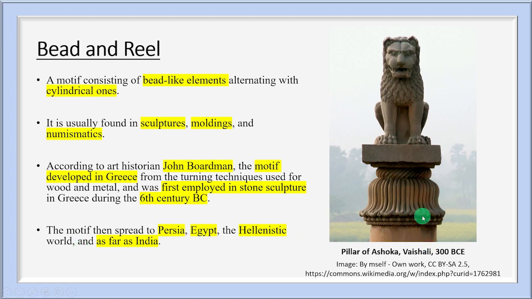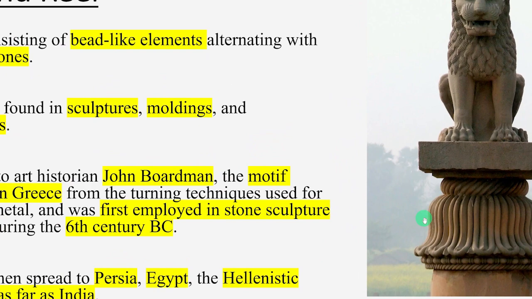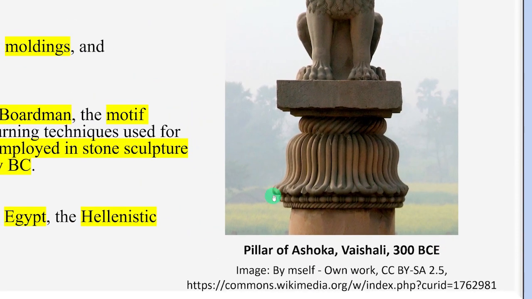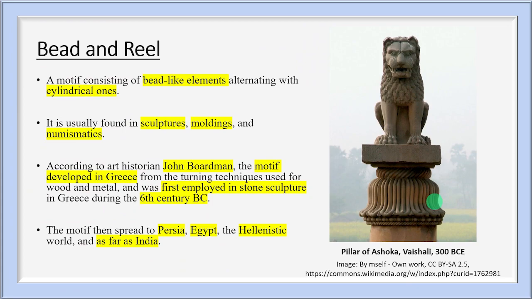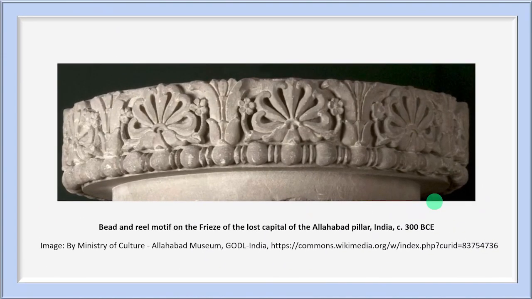And this is Pillar of Ashoka, Vaishali, 300 BCE. And here we have our bead and reel motif. This is again from India. This is a frieze of the last capital of the Allahabad pillar. You can see the bead and reel motif and flame palmettes over here.